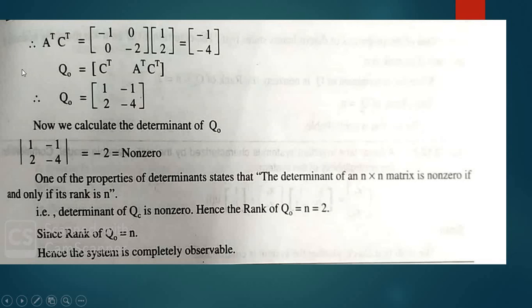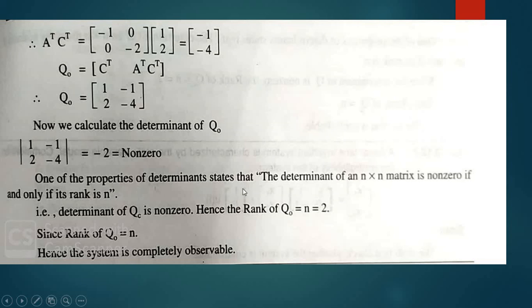Now we multiply A transpose into C transpose, and after multiplying these two matrices we get this. Now we know Q0, the observability matrix, which is C transpose and A transpose into C transpose. Now we calculate the determinant of Q0. After finding the determinant of Q0, that is 1 into minus 4 minus minus 1 into 2, that is nothing but minus 2, which is a non-zero term.